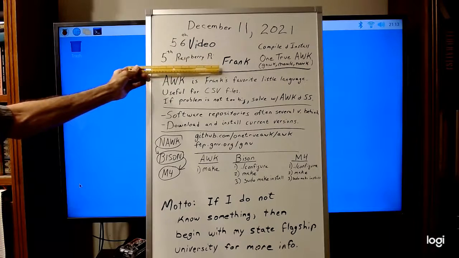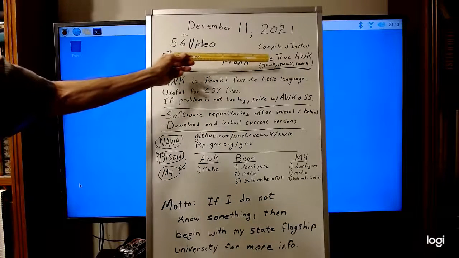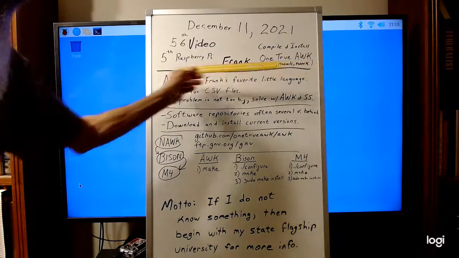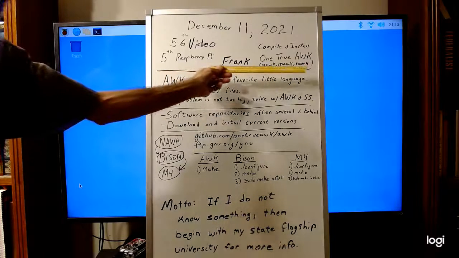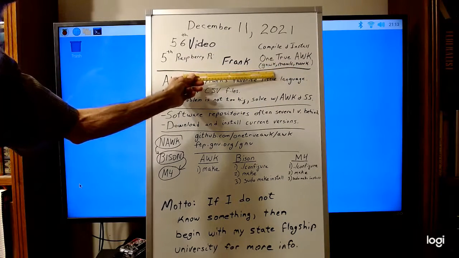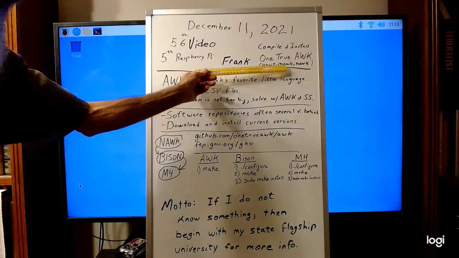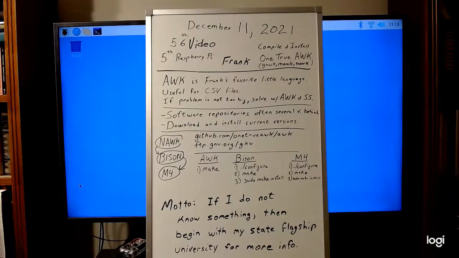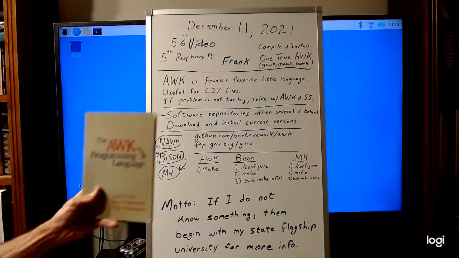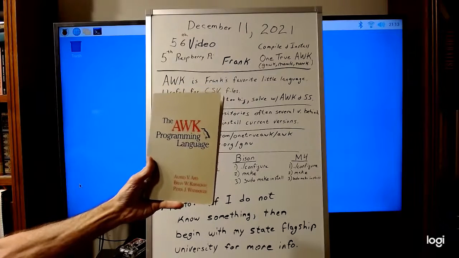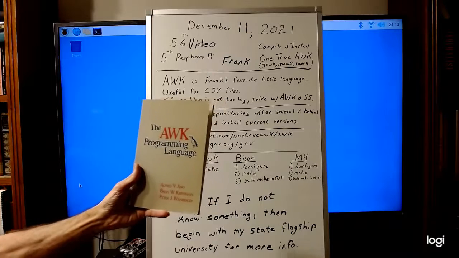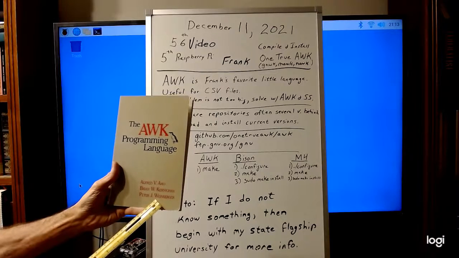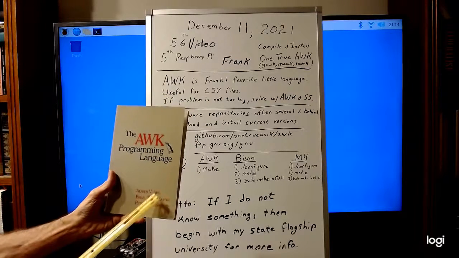This is my 5th Raspberry Pi video. And today I'm going to compile and install the one true AWK on my Raspberry Pi. Now, there are several implementations of AWK. There's GAWK, MAWK, and NAWK. We will be installing the version that was developed by the authors of the AWK programming language. AWK comes from the first letters of the authors' last names.